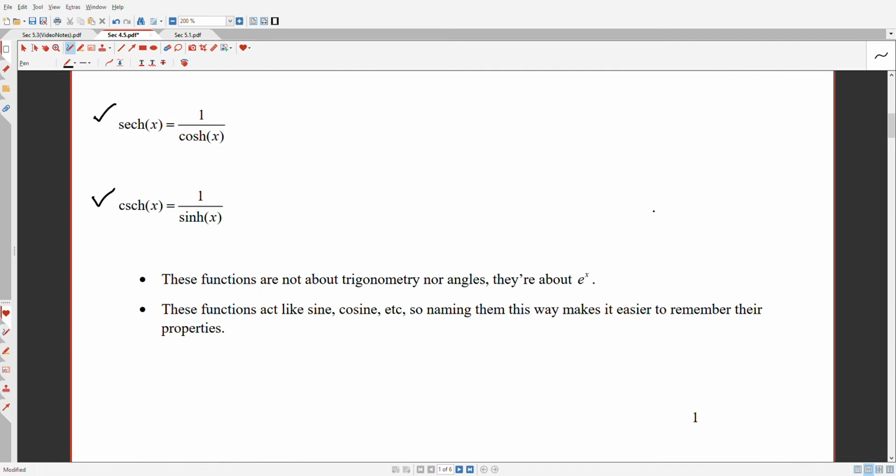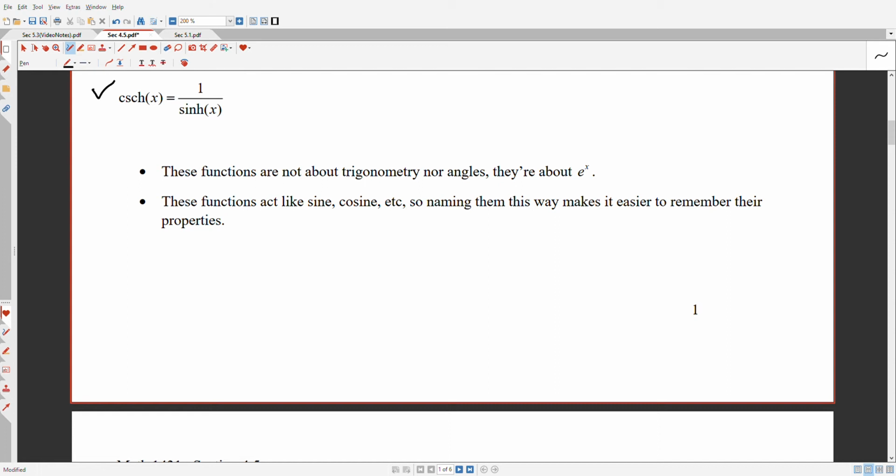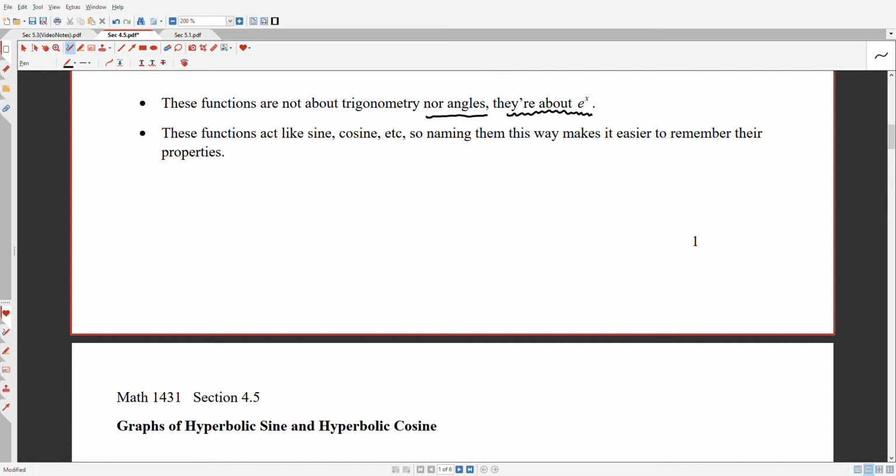So this first note that's in these printed notes, these functions are not about trigonometry. That's true. And it also says they're not about angles. That's kind of true. It's at least not about angles in the way trig functions are about angles. That's true. These functions are, as I said before, built around e to the x. So the second note just sort of says, oh, these functions act like sine and cosine, which is why we named them this way, but they don't really tell you how they act like sine or cosine.